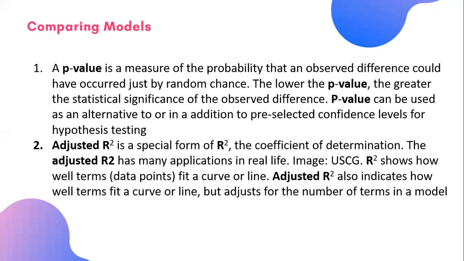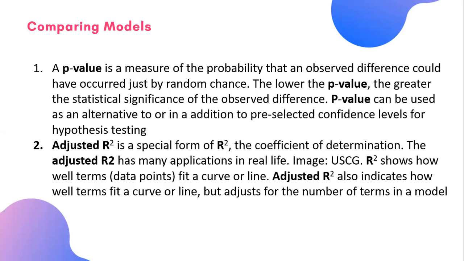What is a p-value? A p-value is the measure of probability that an observed difference could have occurred just by random chance. So you don't want things happening by random chance. You want things happening according to the model. And if there's a high p-value, that means there's a lot of random things happening and the model is not really working very well. So in that case, you don't want to go ahead with using that model.